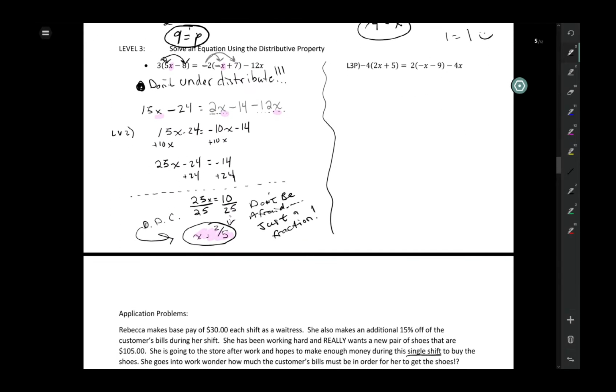Level 3. We're going to distribute that bad boy, or girl. Negative 4 times 2x, negative 8x, minus 20, negative 2x, minus 18, minus 4x. We're going to combine our like terms.